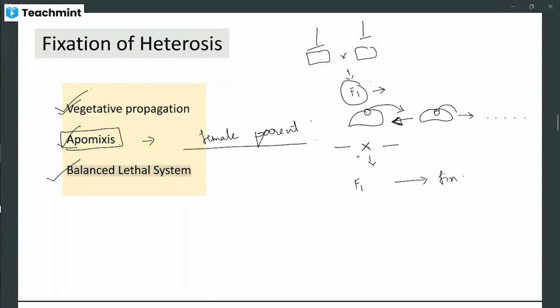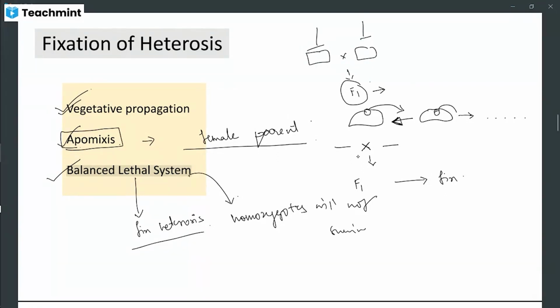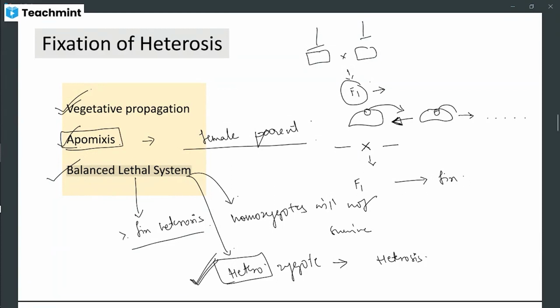which has not been discussed till now even in your UG classes, but just remember, even with the help of this balanced lethal system, we can fix heterosis. I'll give you a hint how we can fix the heterosis. In the case of the balanced lethal system, homozygotes will not survive. Every time, the progeny that survives is the heterozygote. So this is what we require for heterosis to perform, right? In every cross and in every progeny, you will get only heterozygous individuals, and hence this is one of the mechanisms where you can fix the heterosis.